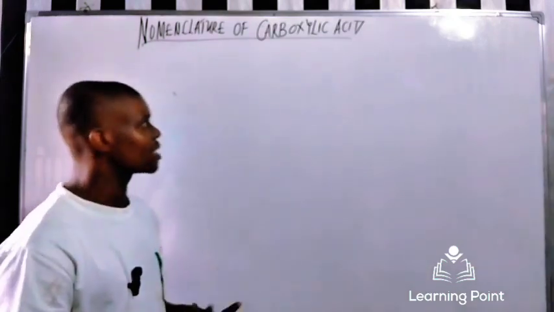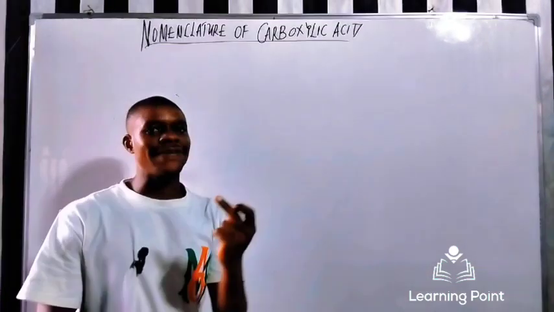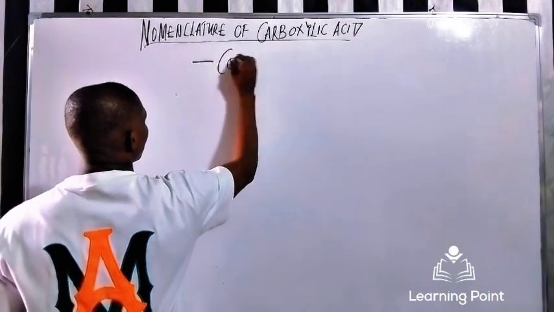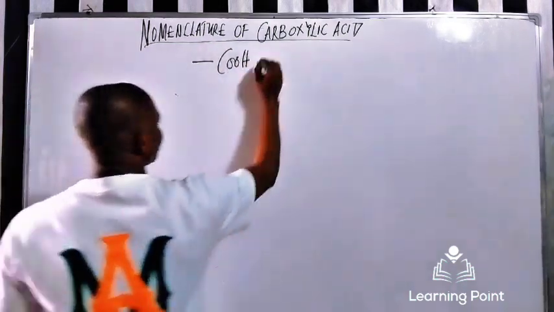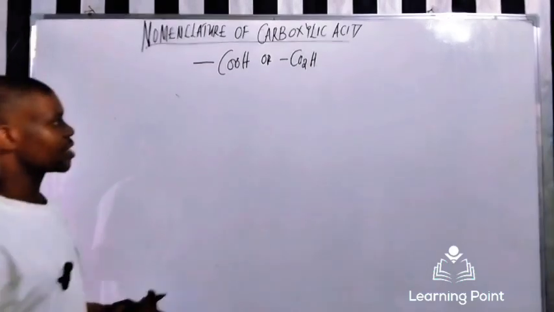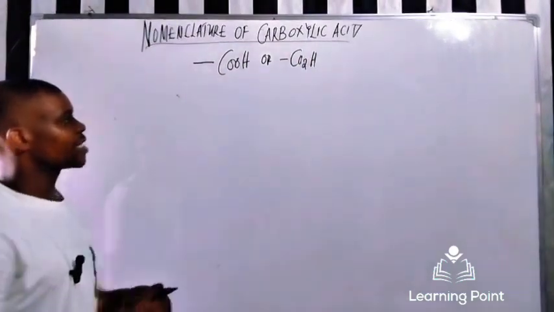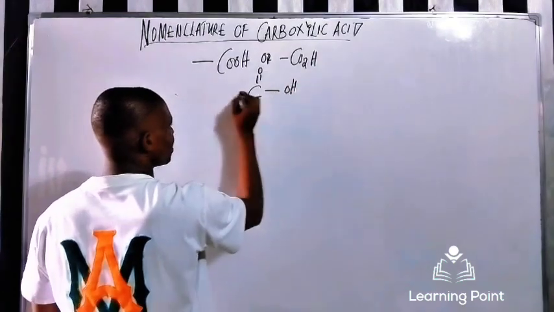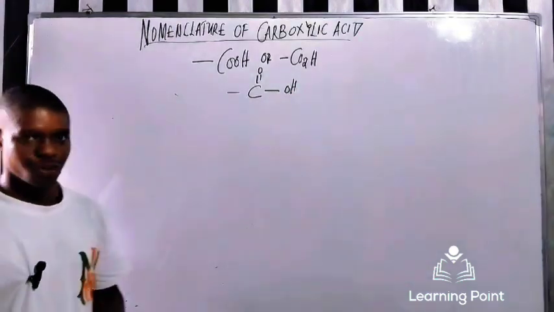The first thing you want to understand here is to identify the functional group. The functional group of carboxylic acid is COOH, or it can be CO2H. Do you understand? Now, this can be written as this. This one is the carboxylic acid functional group.